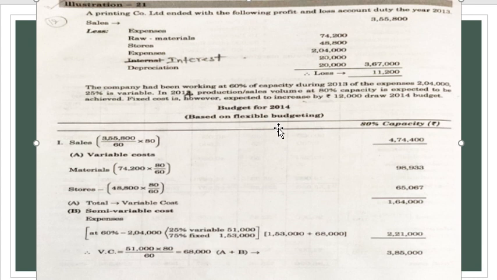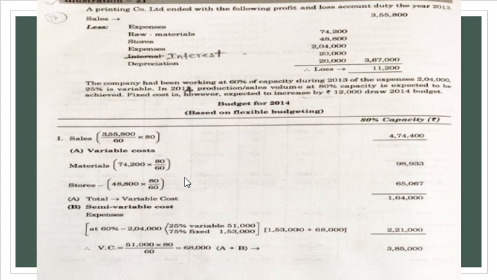So now first we will find out for 80% what is the semi variable expense. 2,04,000 is for our 60% capacity. So for 80%, how much is it? We will cross multiply. 2,04,000 into 80 divided by 60, where we will be getting 2,72,000. So out of this 2,72,000, 25% is variable, and the remaining 75% is fixed. So what I've explained now is one method of finding.